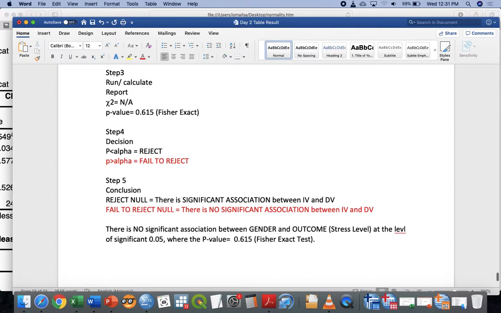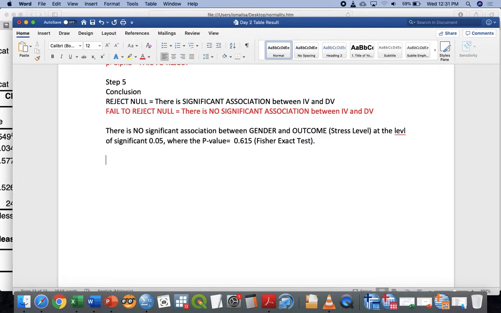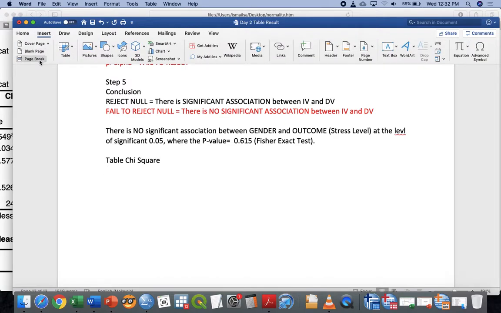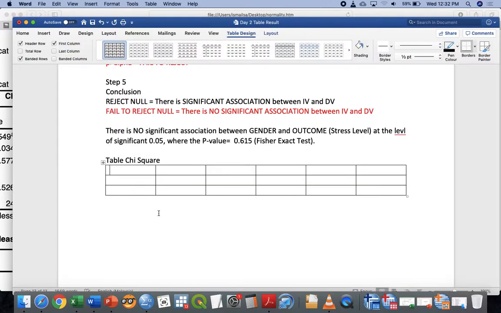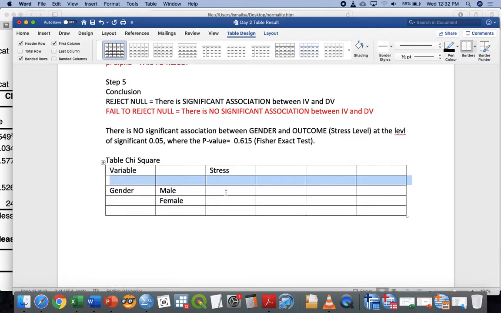However, usually people wrongly show their data in the table. Therefore, I am also going to share with you how to make a table for the chi-square. So, the chi-square table should be as follows. You should have the variables. In this case, you have gender, male and female, and then you have the stress. Okay, I'm so sorry. This one should be one more above here.